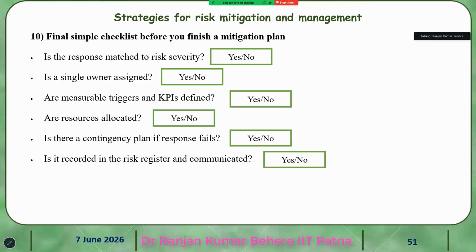So, final checklist before you finish a mitigation plan. Does the response match the risk severity, yes or no? Is a single owner assigned? Is a measurable trigger and KPI defined? And are resources allocated? And is there a contingency plan if the response fails, and is it recorded in the risk register and communicated?